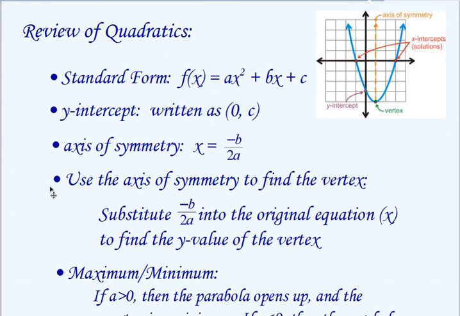If you recall, if a is greater than 0 or positive, then the parabola opens up, just like the parabola in our picture, and that makes our vertex the low point, or minimum. If a is less than 0 or negative, then the parabola is going to open down, and the vertex is going to be the high point on our parabola, or maximum.